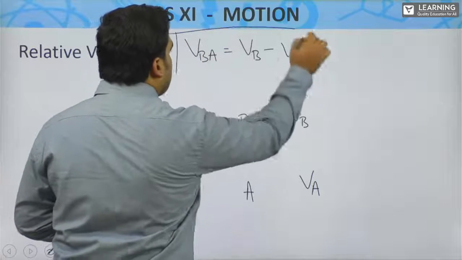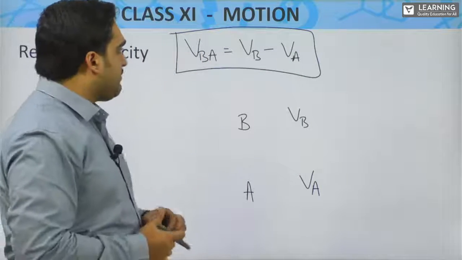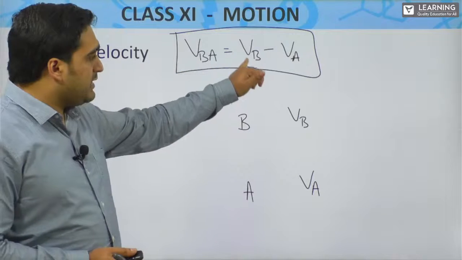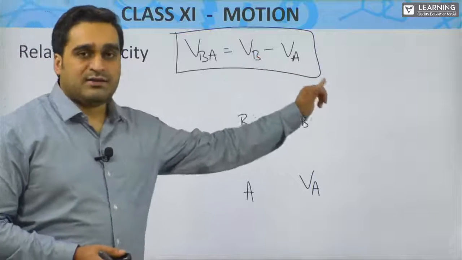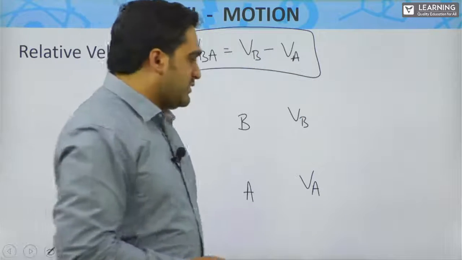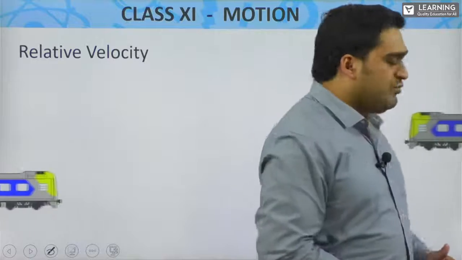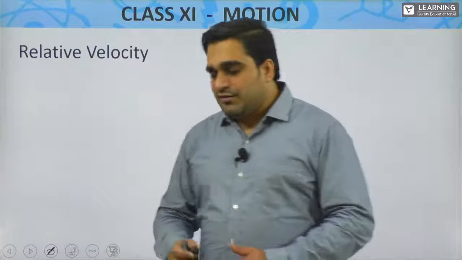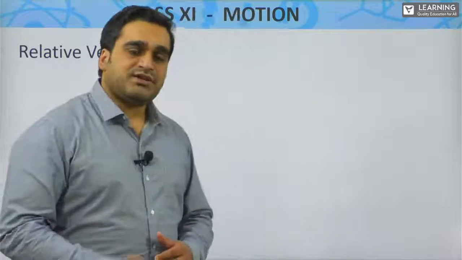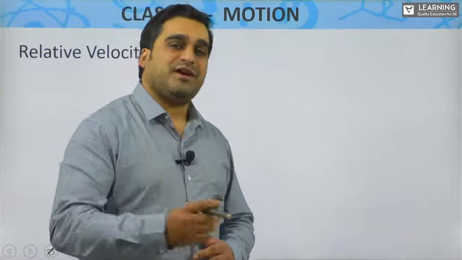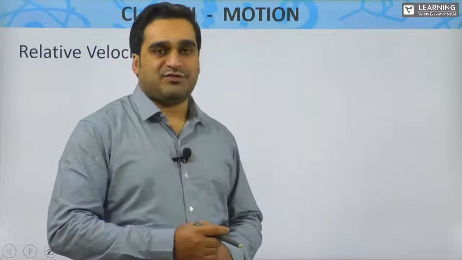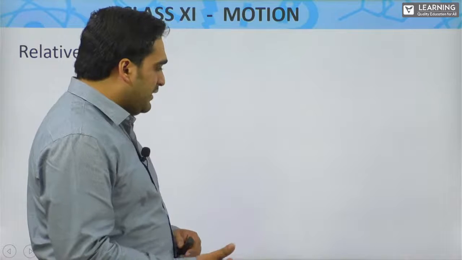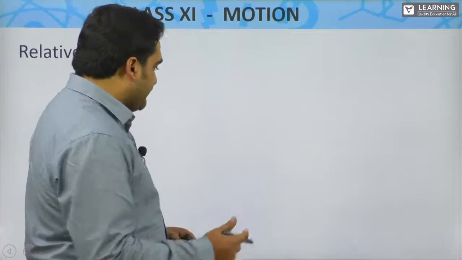So I hope you know this. You remember from the previous chapter that the velocity of train B with respect to A can be identified as VB minus VA. Similarly, if the two trains are moving opposite to each other, and train A makes the same observation on train B to identify how fast it is moving, what would be the calculation involved?